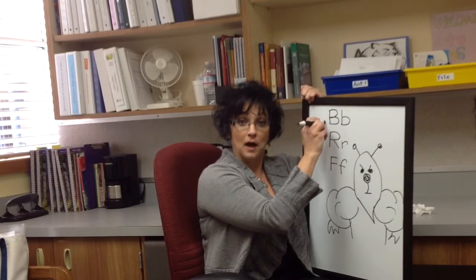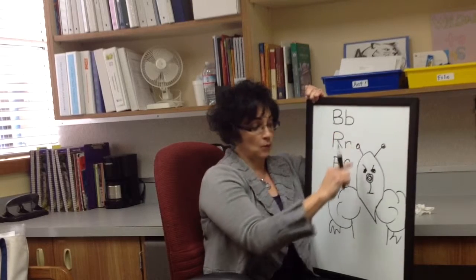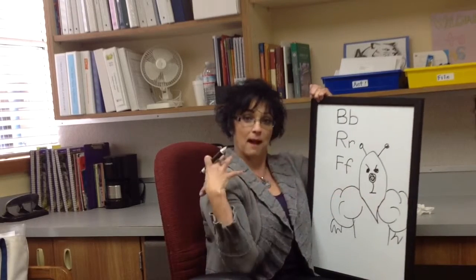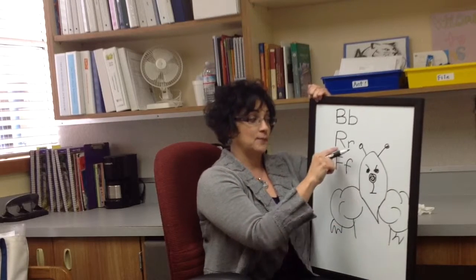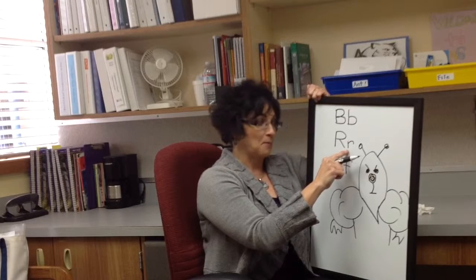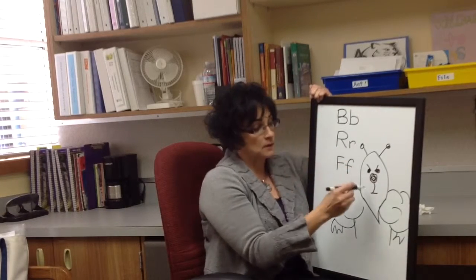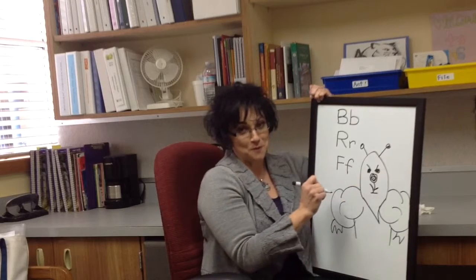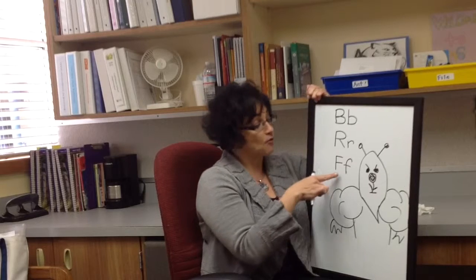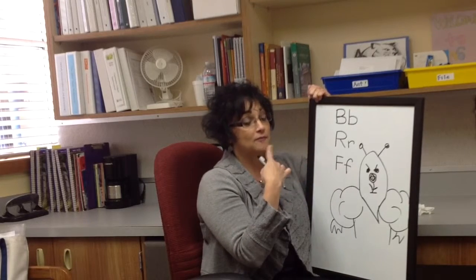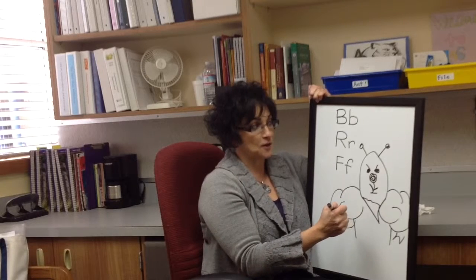I'm thinking of a monster. My monster is from Bonster. And where I have my shoulders, my monster has boulders, big rock shoulders. I'm thinking of a monster. My monster is from Ronster. And where I have my nose, my monster has a rose. I'm thinking of a monster. My monster is from Fonster. And where I have my chin, my monster has a fin, like a shark.